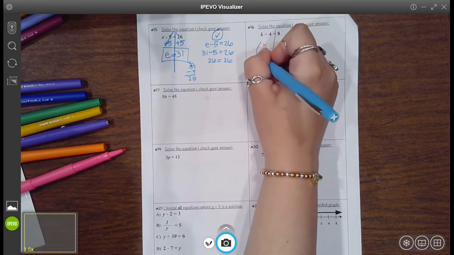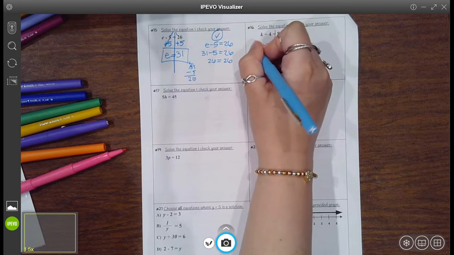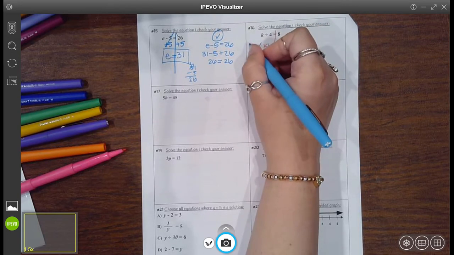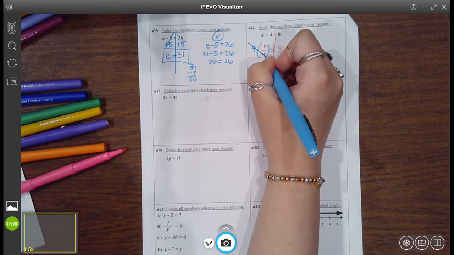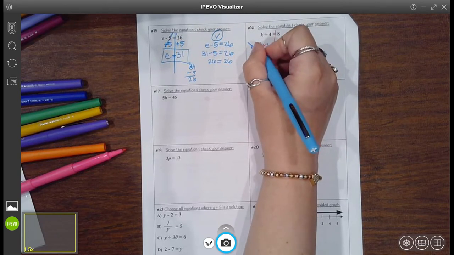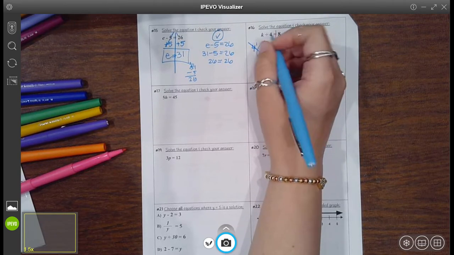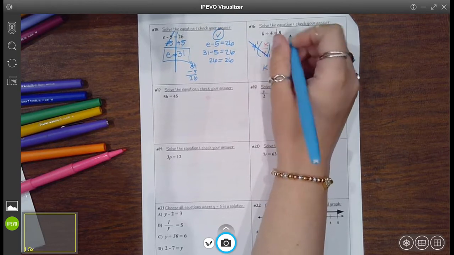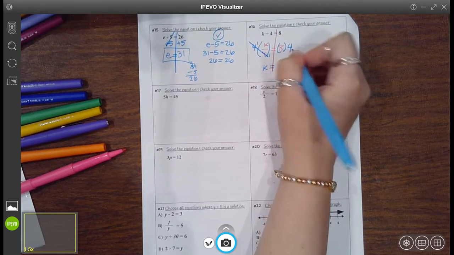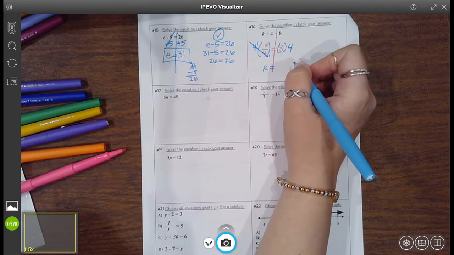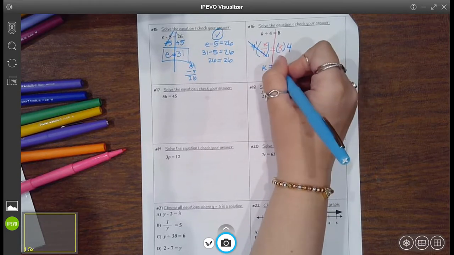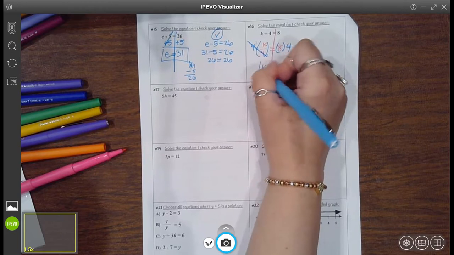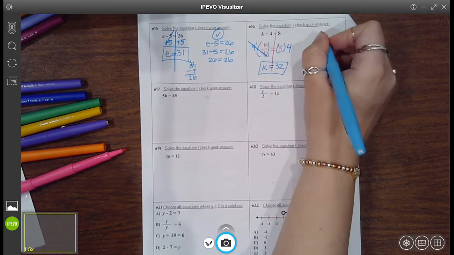The inverse of dividing is to multiply by 4. I do that because then these cross cancel. Because 4 divided by 4 is 1. This 4 divided by 4 is 1. You have 1 times k, which is just k. But whatever you do to one side, you have to do to the other. So I need to multiply it by 4 as well. 8 times 4 is 32. So I would write k equals 32 in the answer column.